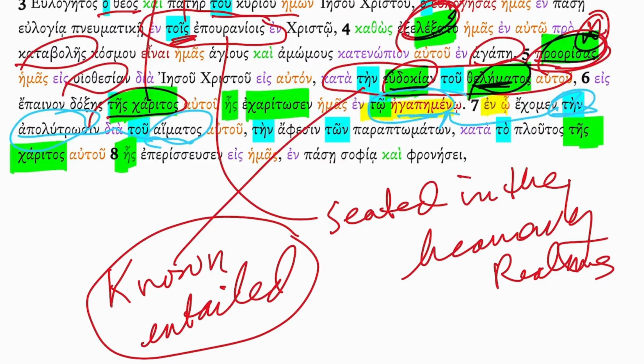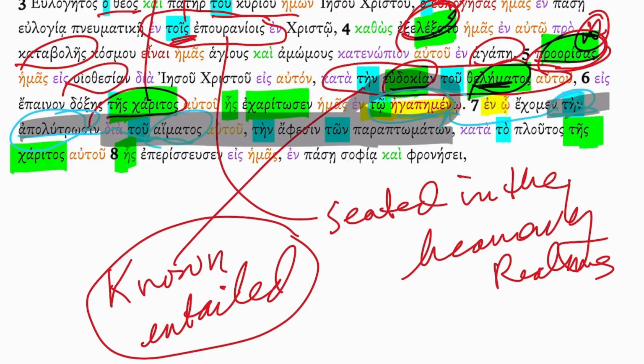So that's why I think this idea of the redemption through his blood, that is the forgiveness of the sins, I think that's why those are all articular, is I think they're entailed in Jesus's identity as the beloved one.